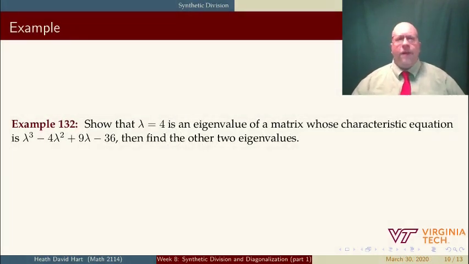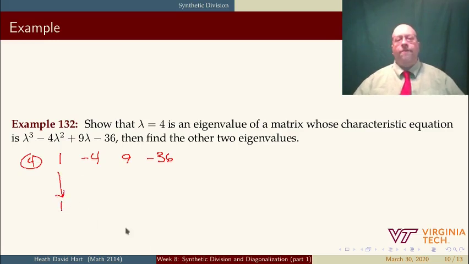Let's do one more example. Let's show that lambda equals 4 is an eigenvalue of a matrix that has this characteristic equation. And then we're going to find the other 2 eigenvalues. So I'm going to start by copying the coefficients down. 1, negative 4, positive 9, negative 36. I'm testing the 4. I begin the test by copying the 1 straight down.